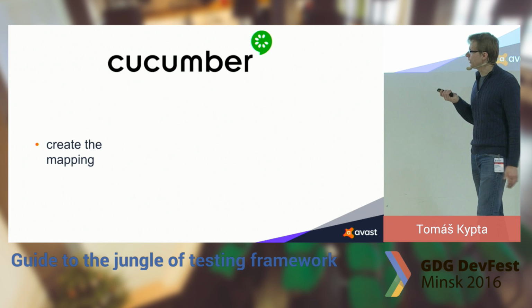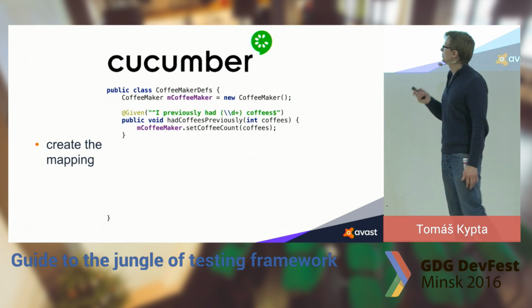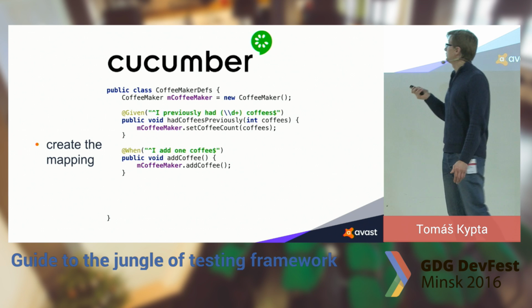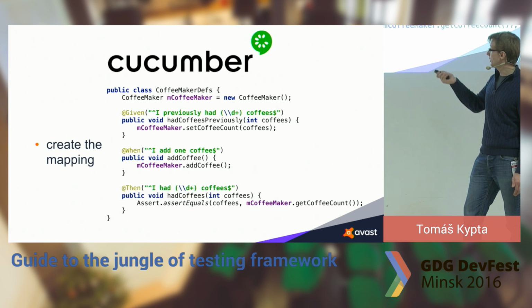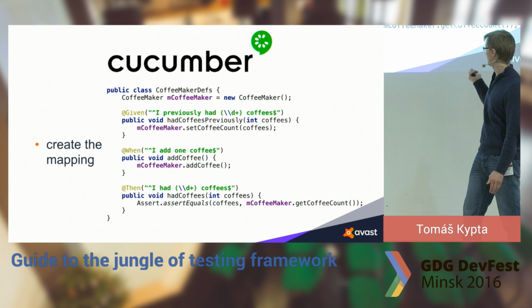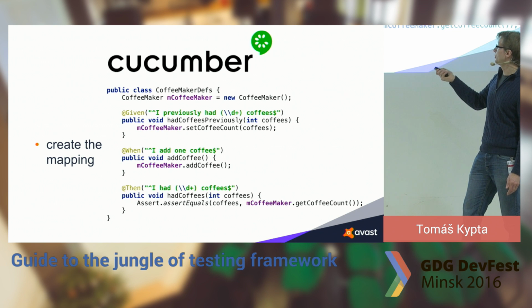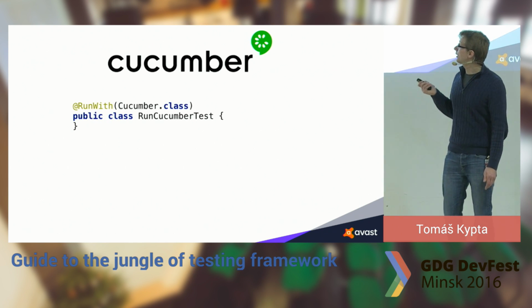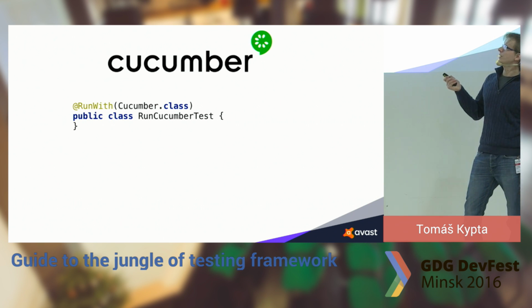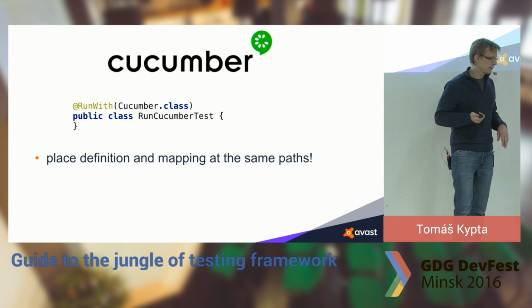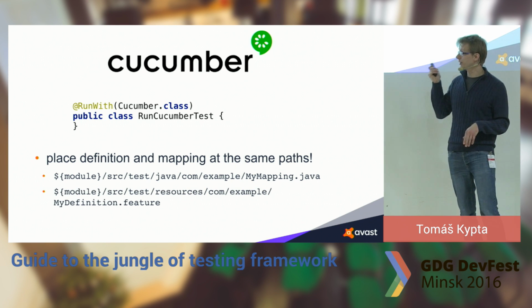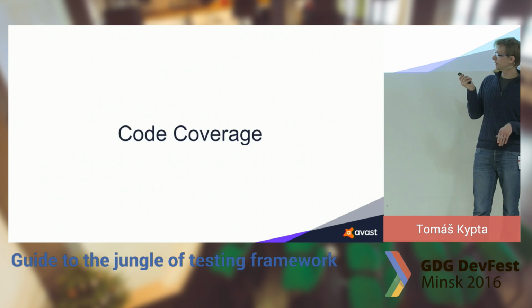So you create a mapping. There is a given annotation, which is mapped to the given statement, the precondition that I have some number of coffees. You can use arguments. I add 1 coffee, and then you check the result, that I have some specific number of coffees. This is the assertion here. So this is the precondition, the change, and some expected result. You run it simply. You just create an empty test class, annotate it to run with Cucumber, and it runs. It's necessary to have the mapping and the feature definition, the test definition, in the same subfolder. Otherwise, it will not work.